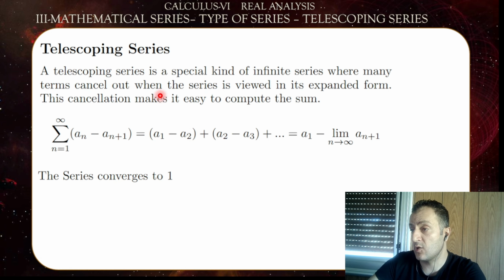Telescoping series. A telescoping series is a special kind of infinite series where many terms cancel out when the series is viewed in its expanded form. This cancellation makes it easy to compute the sum, so it is given by sigma from n equals 1 to infinity of an minus an plus 1, equal to a1 minus a2 plus a2 minus a3 plus a3 minus a4. You notice the middle terms cancel each other. So you will end up with a1 minus the limit of an plus 1 as n approaches infinity, and the series converges to 1.